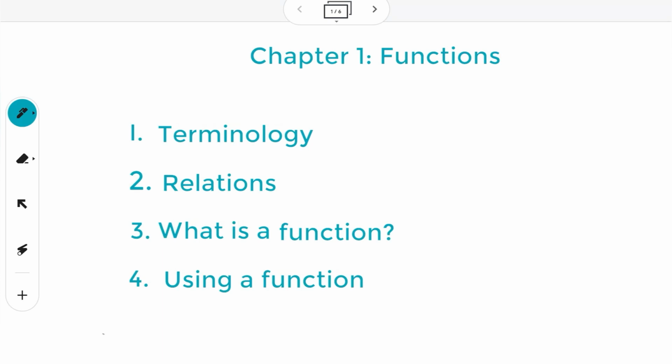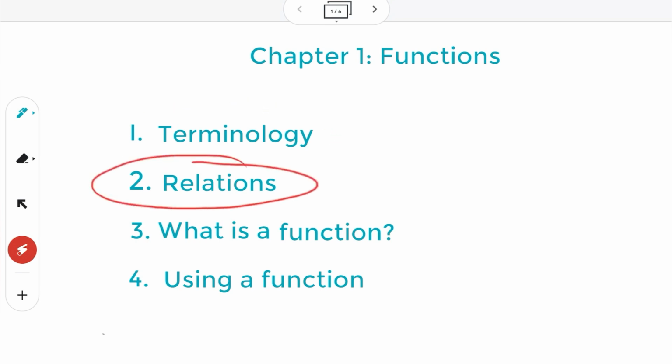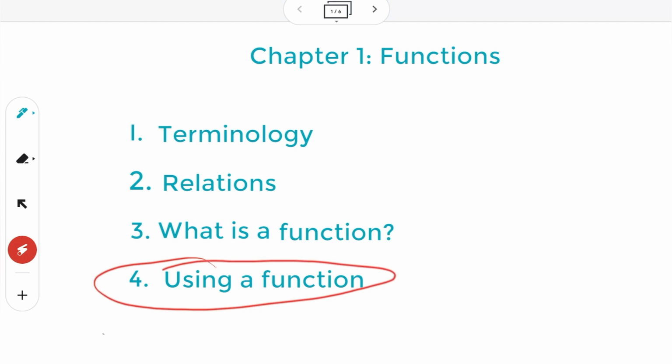Hello everyone, today we'll be learning about functions, the first chapter in the additional maths syllabus. There are four things we will cover today. Firstly, I'll teach you about the terminology, which is very important in this particular topic. Second, we're going to learn about what relations are. Thirdly, we're going to talk about what exactly is a function and what makes a function a function. And lastly, we're going to learn how to use functions and how to obtain values we want in an examination.